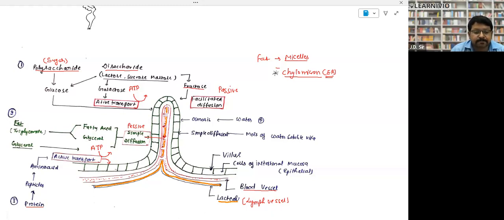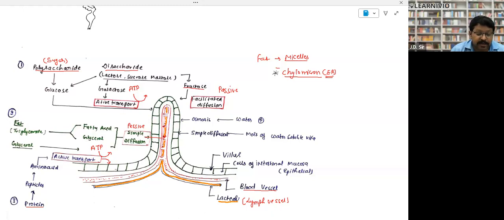Fatty acid and glycerol are insoluble to water. Therefore, they cannot reach the blood stream directly. Full stop.